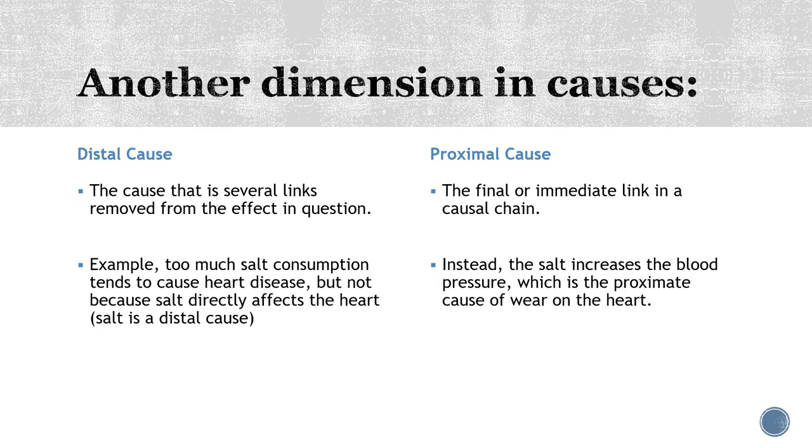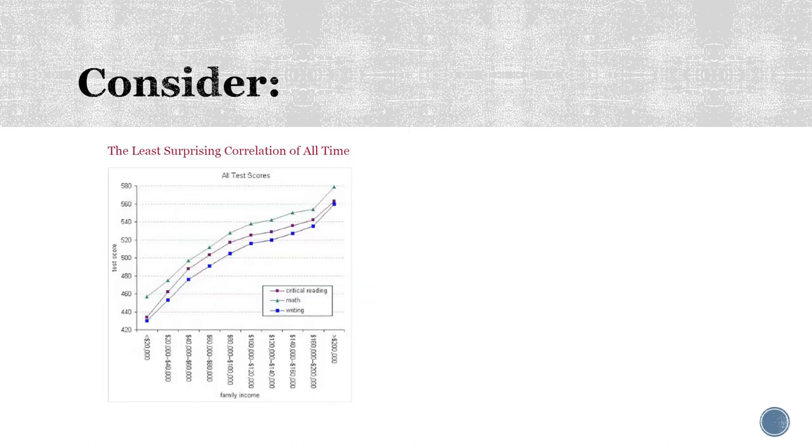It's not the immediate cause. Right. And so, again, causality is complicated. And so sometimes you have to think in terms of causal chains, that is, of something that causes something else, that causes something else, that causes something else. And so consider something like this, right?